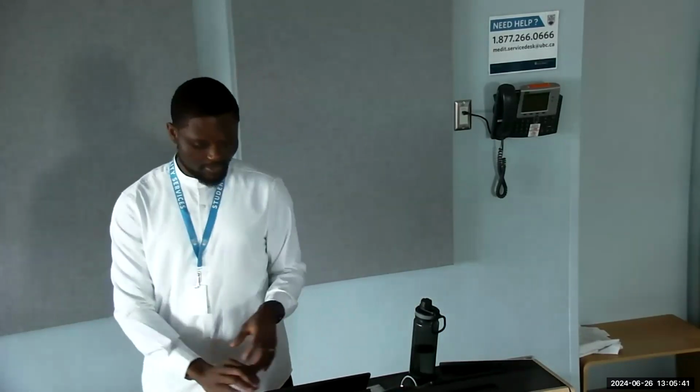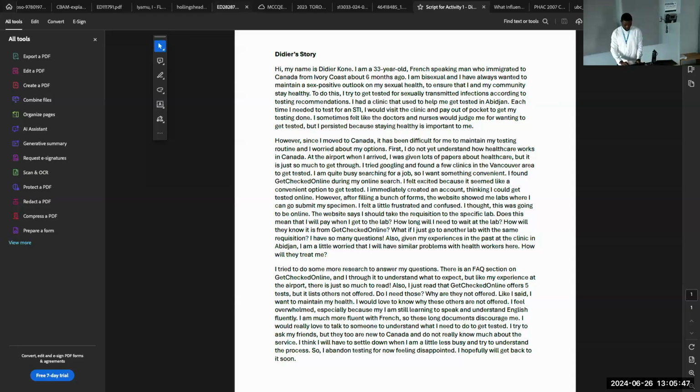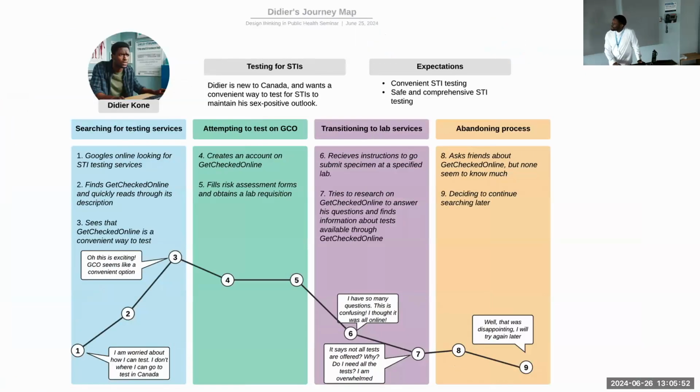So a journey map, and if I can share my screen, is it okay to share screen, HDMI? So a journey map will look like this. I'll just quickly give a brief description of what this is, and the designers will eventually describe how they've done their own process.